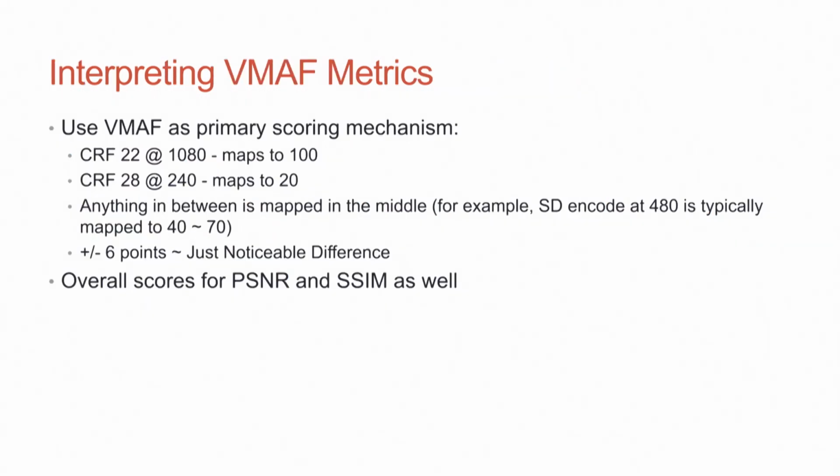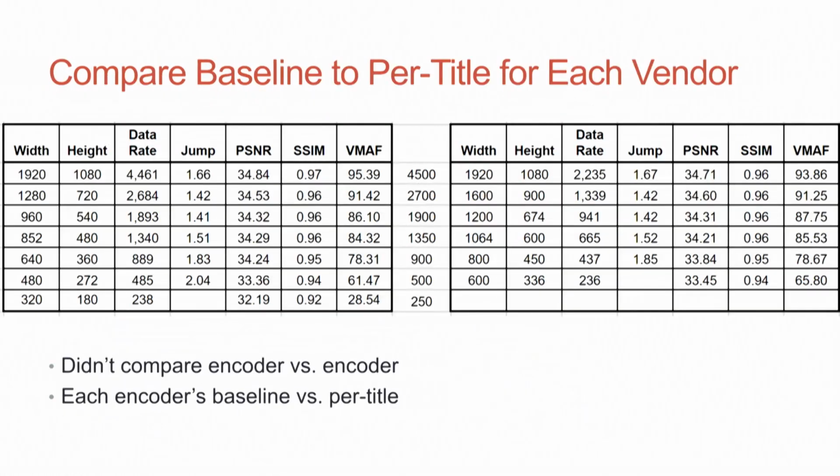What I like about VMAF is it scales very well. So down here you see a VMAF of 32. Up here you see a VMAF score of 95. Down here you see 28.54. There's a very nice range. That feels good. Up here you see PSNR scales from 34 to 32. And that's kind of ridiculous, right? I mean, if the 1080p clip is a 34, how can a 320 by 180 clip be a 32? It just doesn't feel good.